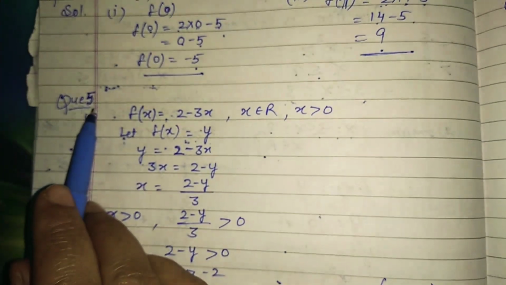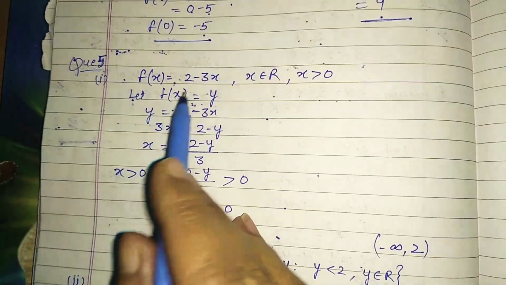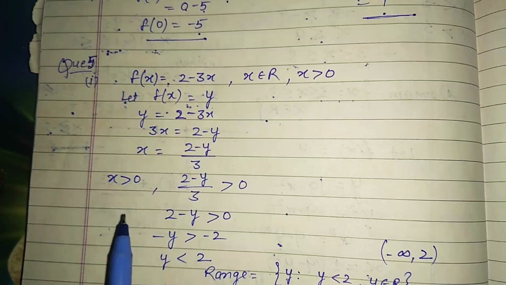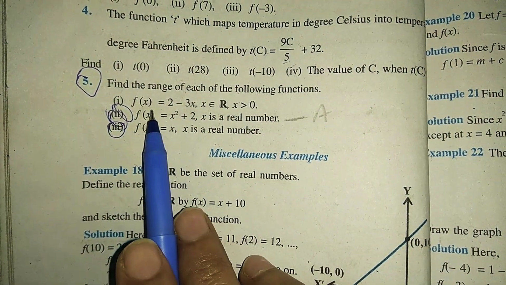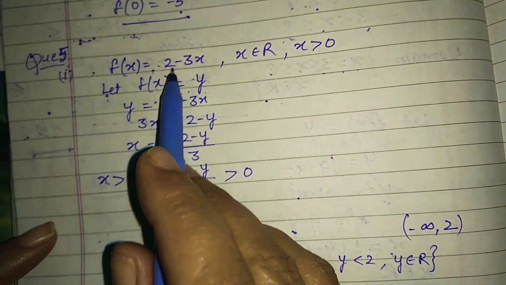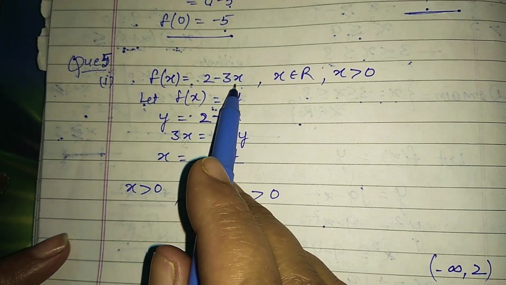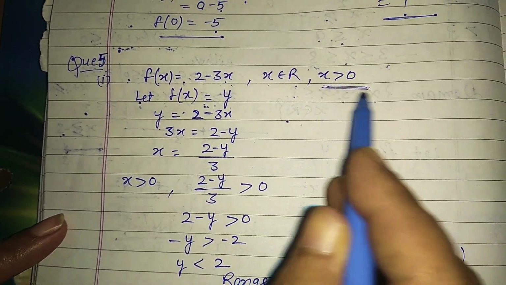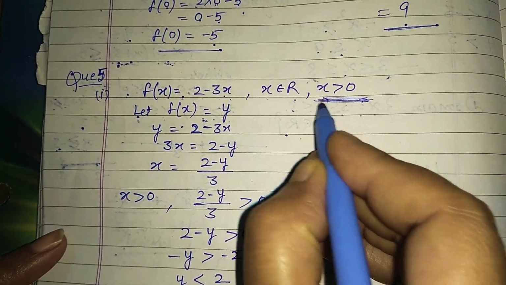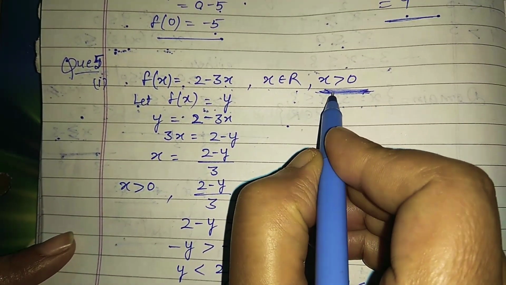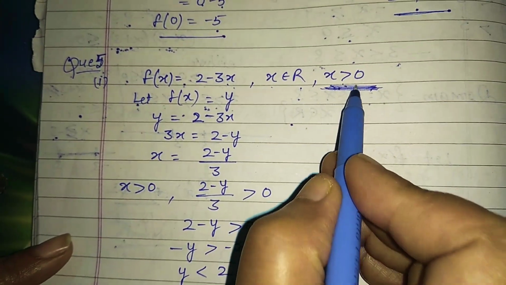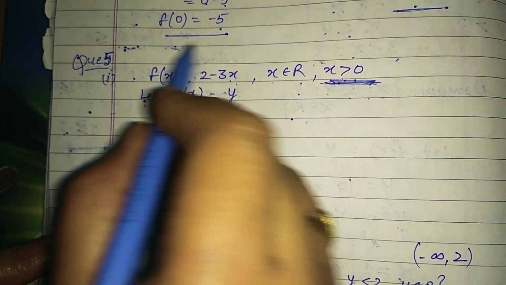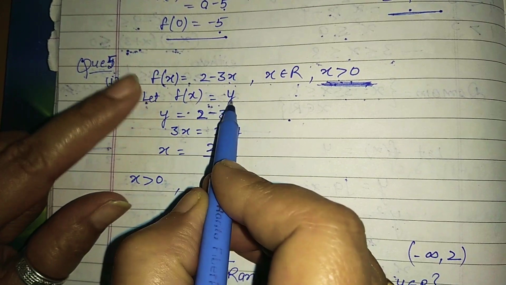Now question number 5. In this question, we have to find the range of 3 functions. Find the range of each of the following functions. So look at the very first part. This is f(x) is equal to 2 minus 3x, where x belongs to R and x is greater than 0. It means the domain is given in this question. Domain is the value of x. This is given. So for finding range, we will let f(x) is equal to y.